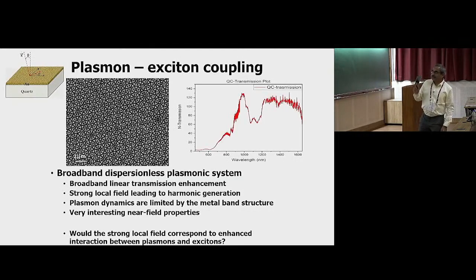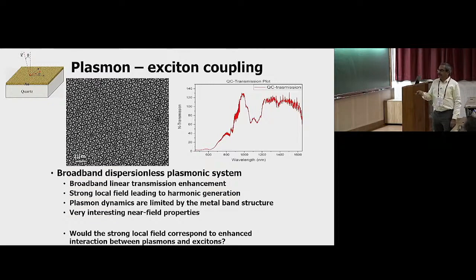I'll talk about the plasmon exciton coupling towards the ultra-strong coupling regime. So this is one structure which Nikolai has showed in the previous talk. It is a quasi-periodic pattern. These are air holes in a thin gold film. We showed quite a few phenomena in this, including broadband linear transmission enhancement. For example, we showed about 120 to 140 times enhancement in the transmission over a broad wavelength range.